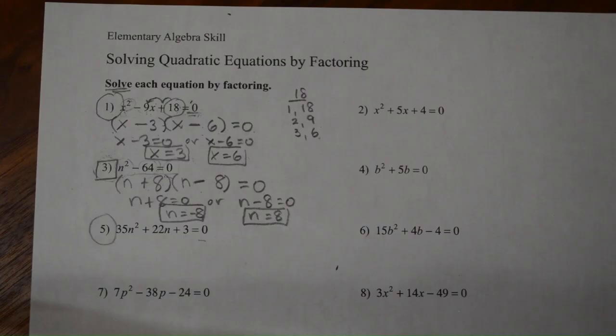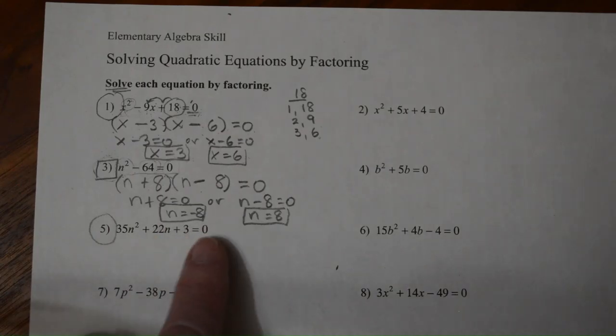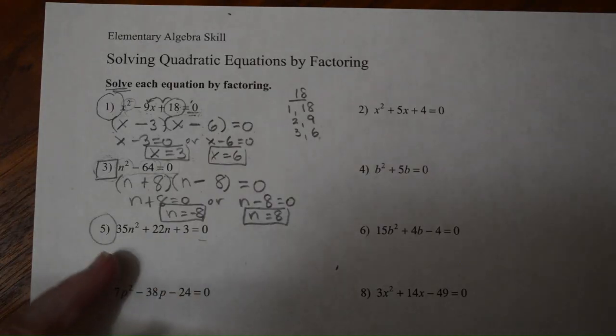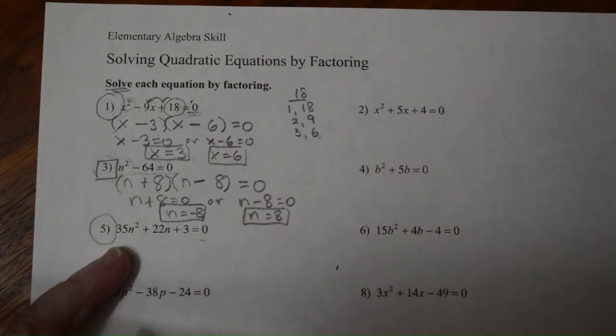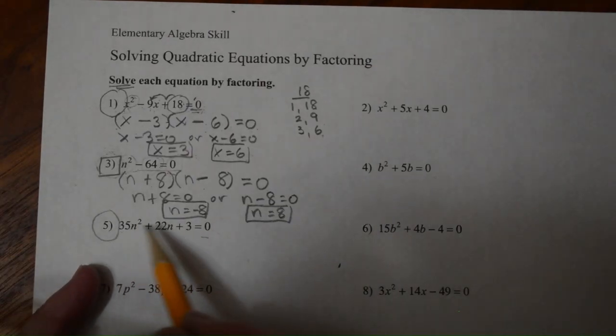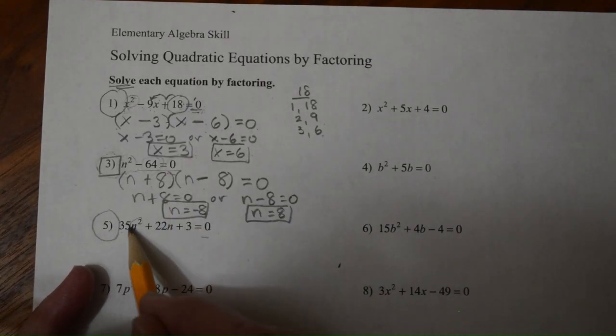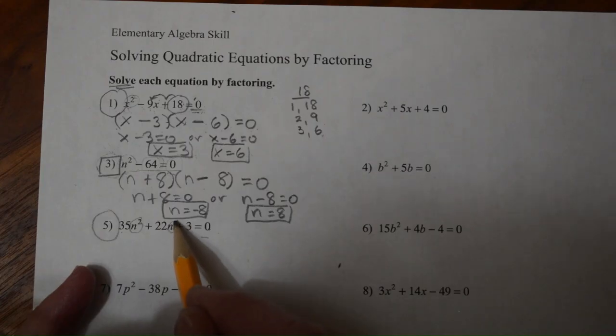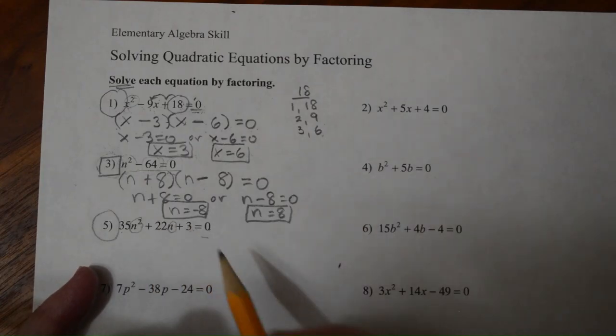Okay, now for number 5, we've got 35n squared plus 22n plus 3 equals 0. Again, I'm excited about the fact that it's equal 0. I'm less excited about the fact that this is a harder general trinomial. It's general because we've got an n squared, n to the first, the exponent is half that, and then there's nothing here.